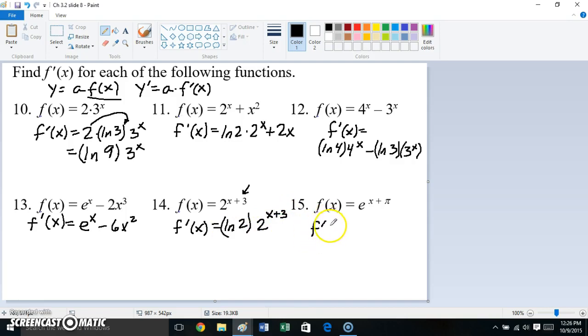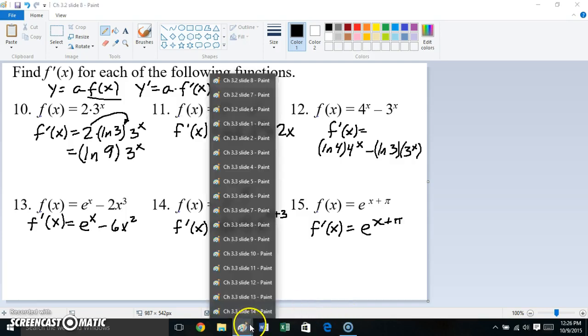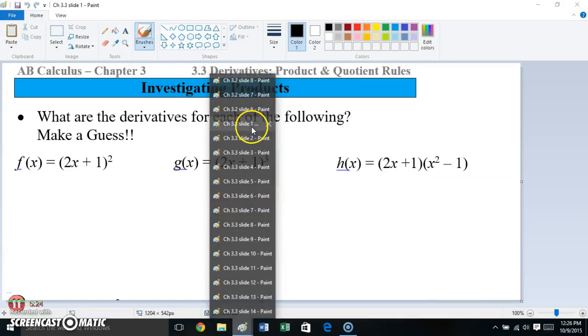All right, f prime of x for number 15. We have e to the x plus pi. The derivative of e to the x is e to the x, so the derivative of e to the x plus pi is also e to the x plus pi. All right, I think those are all of our examples for the derivative of the exponential function.